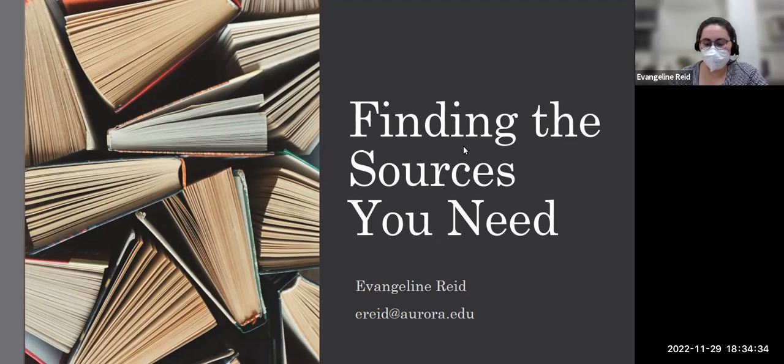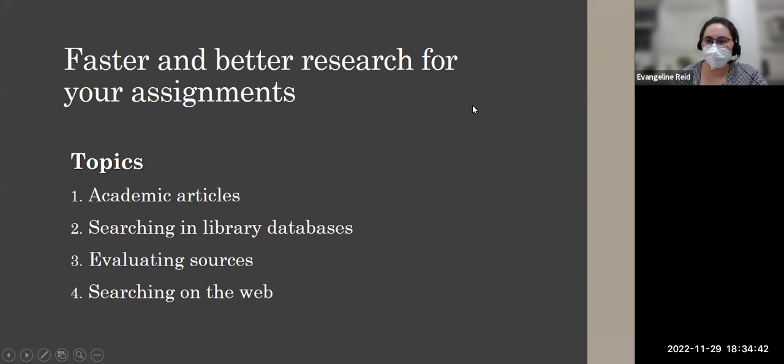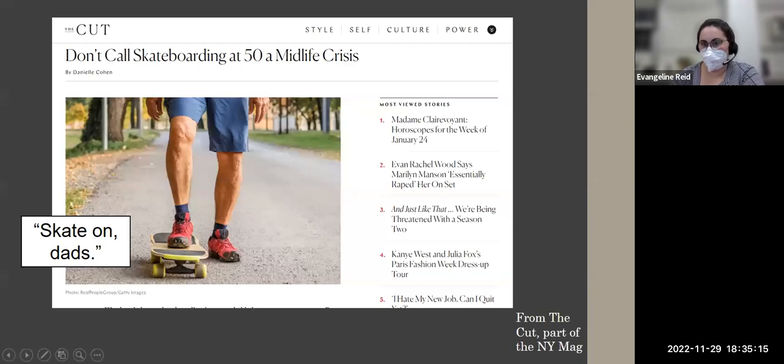So let's jump right in to talking about how you find the information you need. Having this information and learning this will help you do faster and better research for your assignments. I know we all want to find the information we need, and we want to do it efficiently, and this will help you do that. Today, we're going to start by talking about academic articles because that's often what we're looking for. Then we're going to talk about searching in library databases, what that looks like, what the different things mean, how to use it. We're going to talk about evaluating sources, and then we're going to talk about searching on the web. So let's jump right in by talking about what an academic article is.